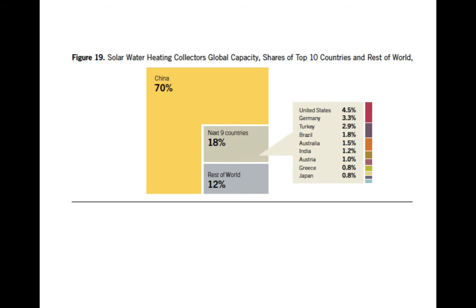Another more traditional application is the use of solar water heating. And so this chart here just shows solar water heating use around the world. China leading the way with over 70% of the solar water heating capacity. The next 9 countries, including the United States, only have about 18%. And then you have developing countries of the rest of the world with 12% of water heating collectors.